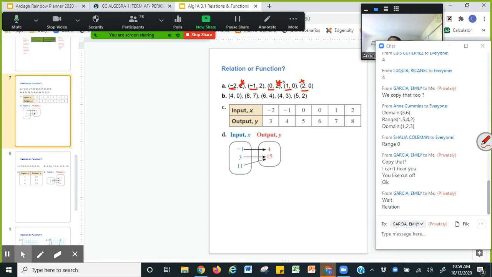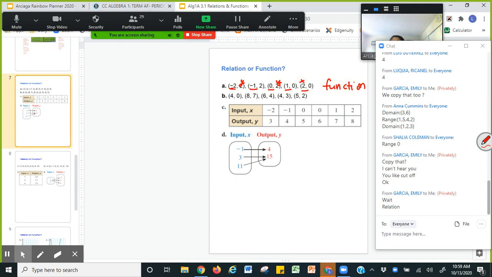Right? Emily said relation. What do you guys think? In letter A, is it only a relation? -2 was not repeated in the first spot. -1 wasn't repeated either. 0 did not repeat as an x. 1 did not repeat as an x. 2 did not repeat as an x. So letter A must be a function. Yeah?